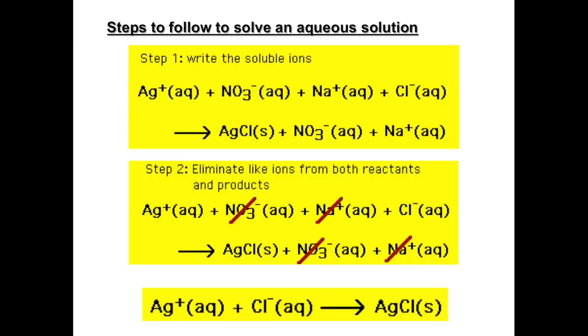There are three steps for solving these kinds of aqueous solution problems. The first one is to write the soluble ions, that is, to separate the cations and anions that are in aqueous solutions. The second step is to eliminate like ions from both reactants and products, in this case nitrate and sodium. Finally, we write down the cations, anions, and compounds that were left out.